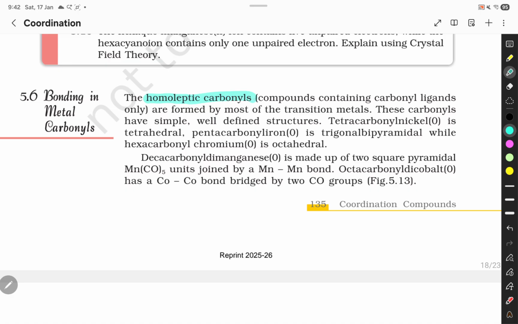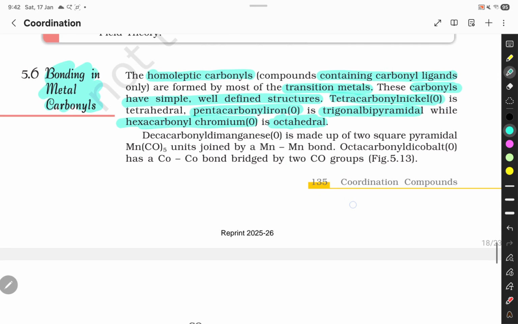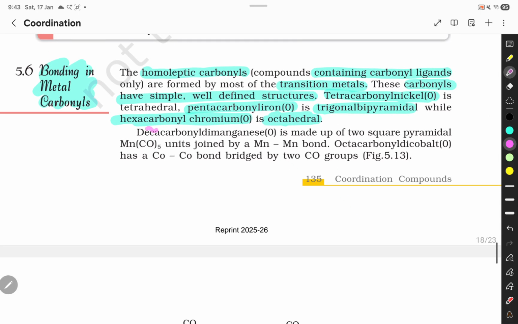So we have homoleptic metal carbonyls, where they have asked the number of C=O bonds and all that 600 times at least. Homoleptic carbonyl compounds contain carbonyl ligands formed by most of the transition metals. These carbonyls have simple, well-defined structures. Tetracarbonyl nickel(0) is tetrahedral, pentacarbonyl iron(0) is trigonal bipyramidal, while hexacarbonyl chromium is octahedral. This is something that you might have to know, but it's easy.